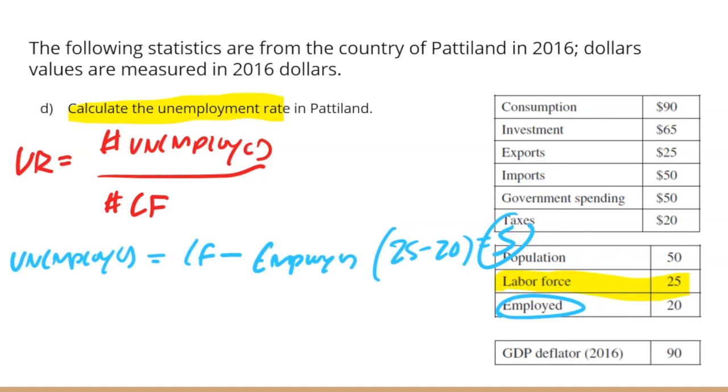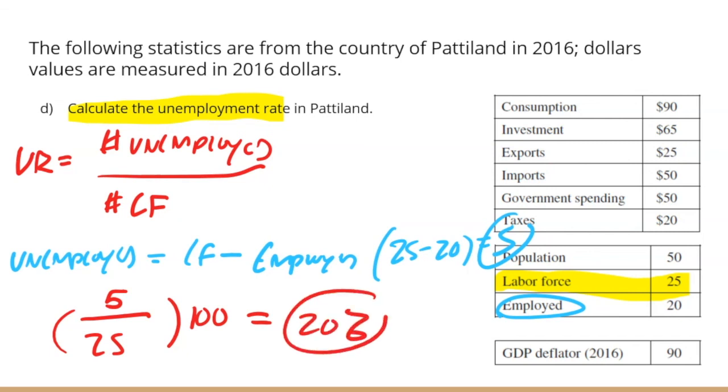So if we're going back to our equation, we have 5 people that are unemployed over the number in the labor force, which we know is 25, and multiply that by 100 to get to a percentage. So 5 over 25 times 100 gets us to 20%. So our unemployment rate in Paddyland in 2016 was 20%.